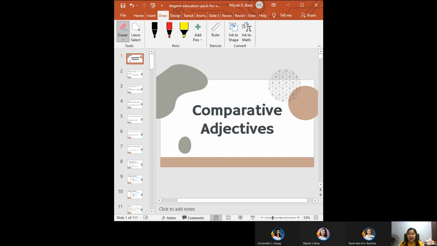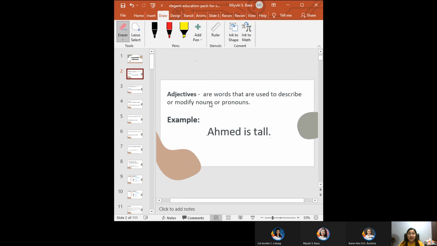So now let's proceed to our topic. As you can see in this slide, we have a new lesson, which is the comparative adjectives. But first, I will have a short discussion about adjectives. Adjectives are words that are used to describe or modify nouns or pronouns. Its semantic role is to change information given by noun.